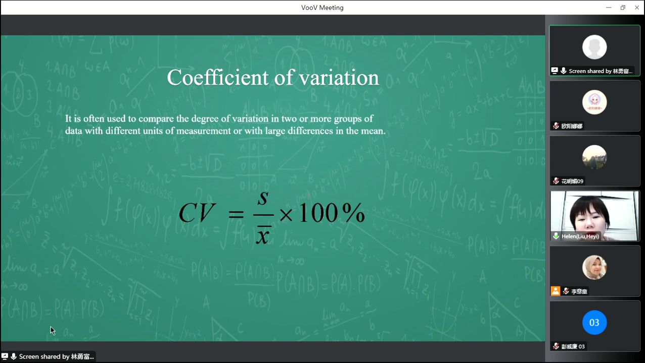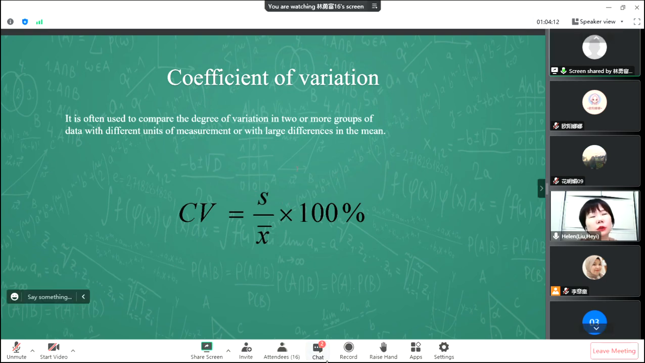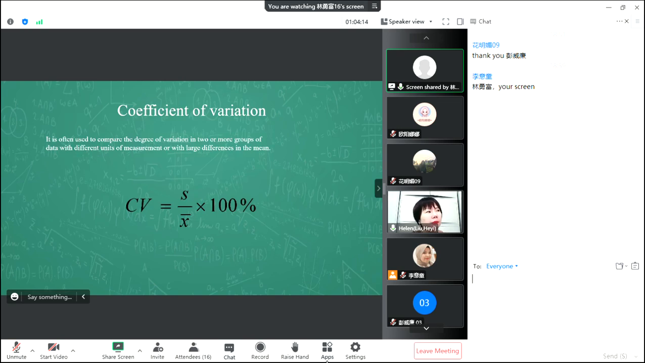Excuse me, Lin Yongfu. Yes, Losa. I think your screen has stopped. Really? Wait, we just see the coefficient of variation. About now? Is it okay? Okay. So may I continue or should I repeat from the first? Yes, continue.